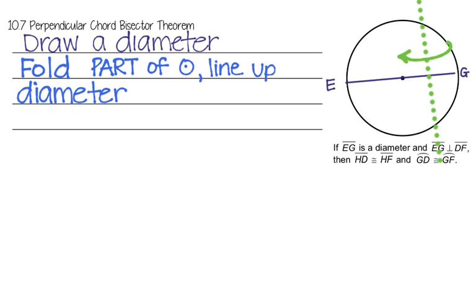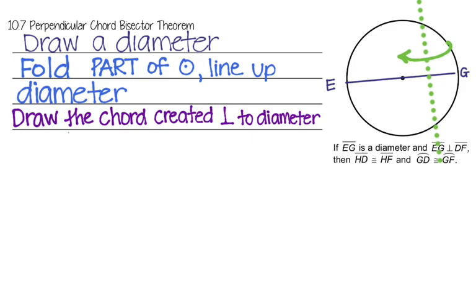Okay, I'm hoping you've done that. And now we're going to draw that chord along that crease. Now I drew my chord. I labeled it DF, and I know that it's perpendicular because of the way we folded it, we got a perpendicular line. And so we've got two chords, one being a diameter and one just being a chord, not a diameter, and they are perpendicular. And I'm labeling that point of intersection point H.